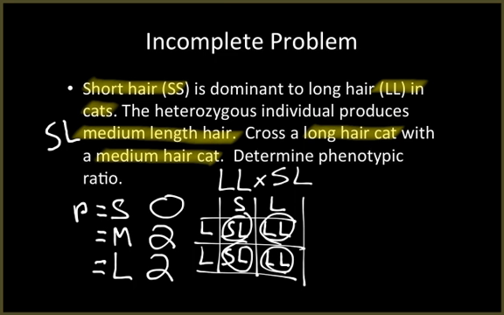And how else you know that this is incompletely dominant is it tells you that the heterozygous individual produces medium-length hair. That tells you that there is something different about this problem, that the heterozygous individual has a unique trait. All right, it has its own trait. And that lets you know that this is incompletely dominant. All right, so there's not a lot of differences here.